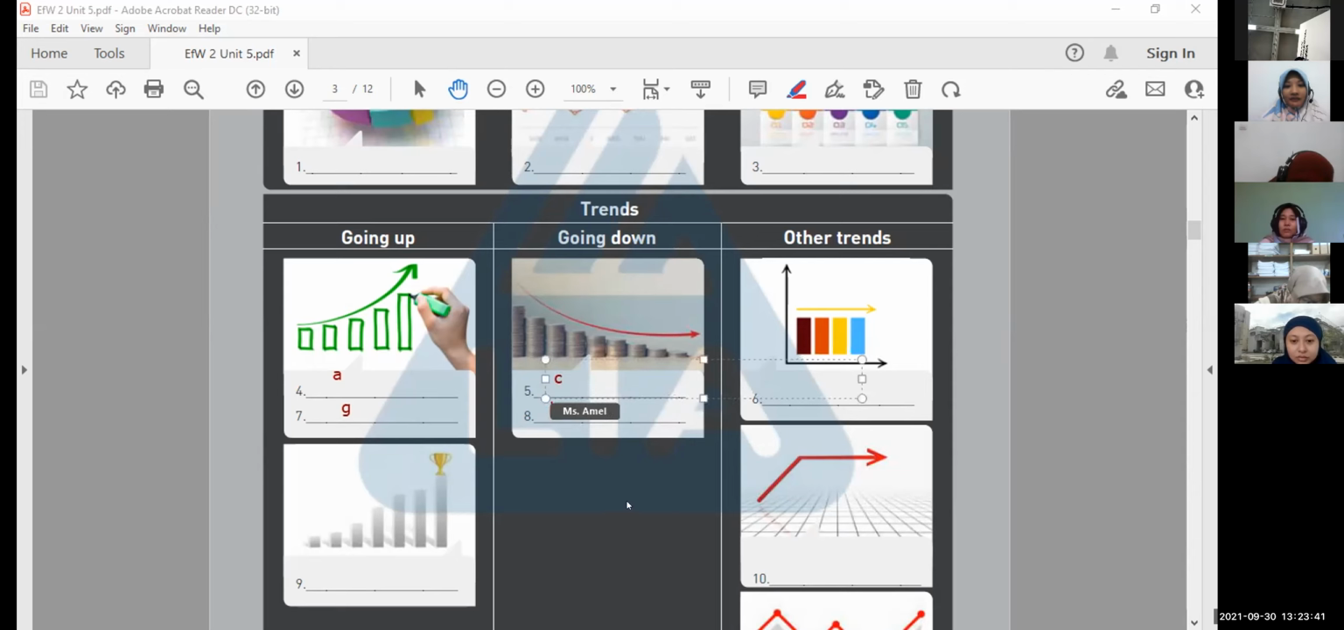Next, can I have Miss Fia to choose others for number 6? Miss Odi? Number 6 is, I think, remain constant. Remain constant is B, right? Remain constant is B. Okay, thank you, Miss Odi. How about number 9? Miss Odi, can you choose? Miss Tita? Miss Tita, how about number 9? Miss Tita, can you?